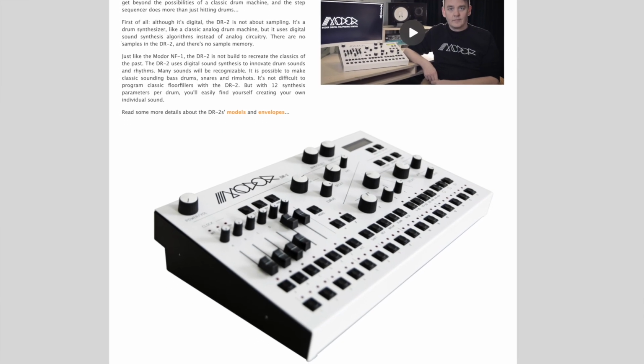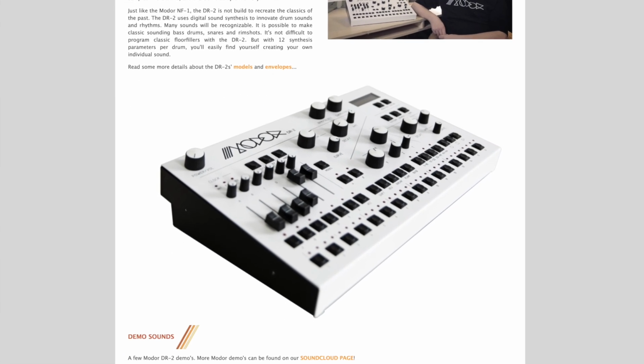For example, my Modor DR2 drum machine that I'm going to review has the same kind of setup, but I just prefer the Elektron way where you have projects and you load a project and that project contains multiple patterns that you can then chain together in whatever way you want. So it's really a preference thing, but I thought I'd bring it up. Here are some final thoughts.